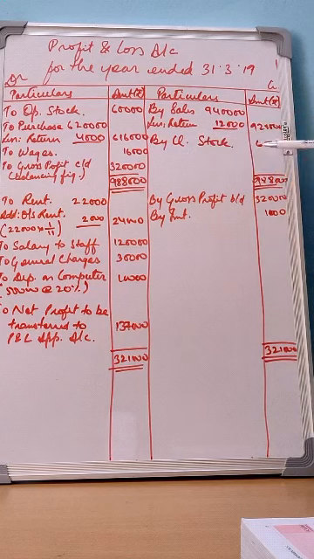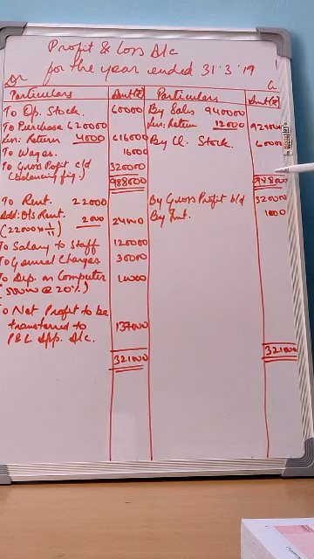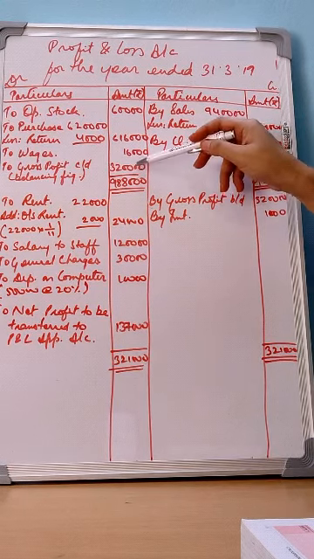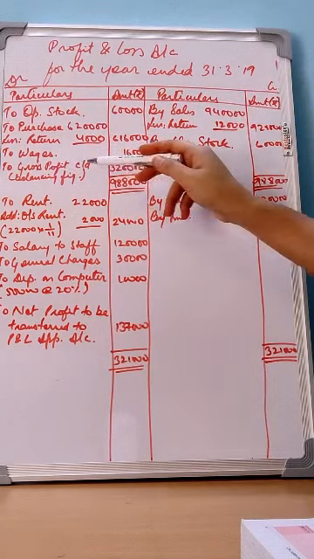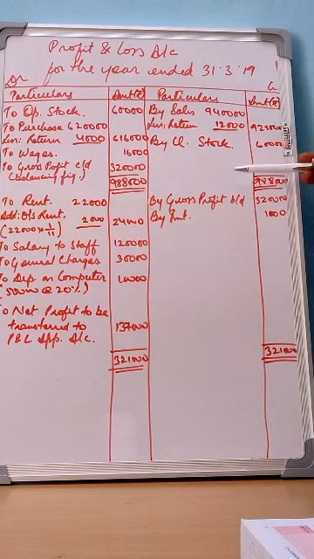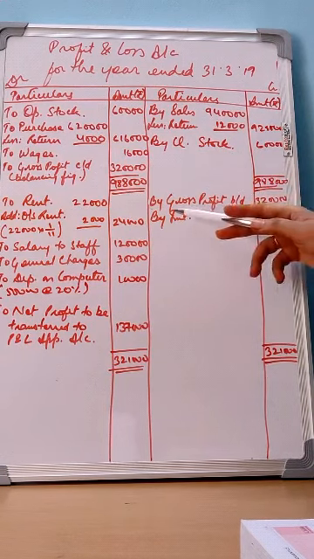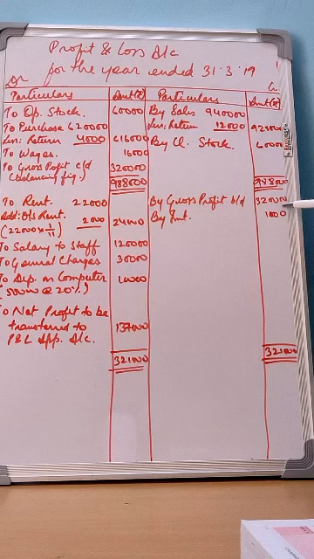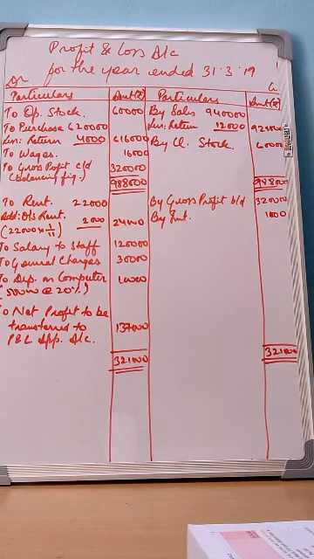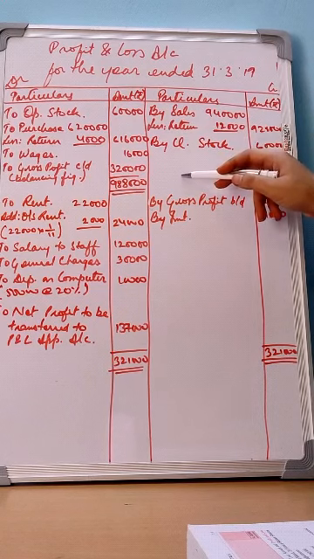Closing stock is 60,000. When we add these two, that comes to 9,88,000. We deduct all these items from this, so we get a gross profit of 3,20,000. I'm not explaining this much because you already know how to make a profit and loss account. Then we will transfer this gross profit of 3,20,000. This trading account is finished.